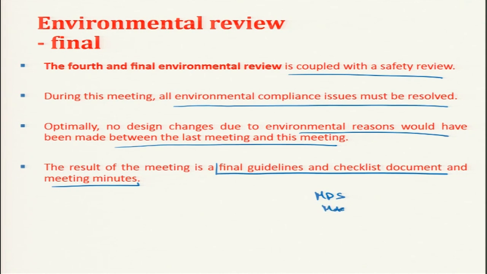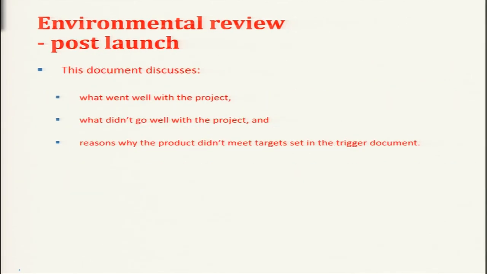This is the material declaration statement. This is made by the lead engineer who has to work in production. After this, we have post launch. In post launch, what is there? We just need to see what went well with the project, what didn't go well with the project, and the reasons why the product didn't meet the targets which were set in the trigger document. So, this is the post launch or the feedback document.